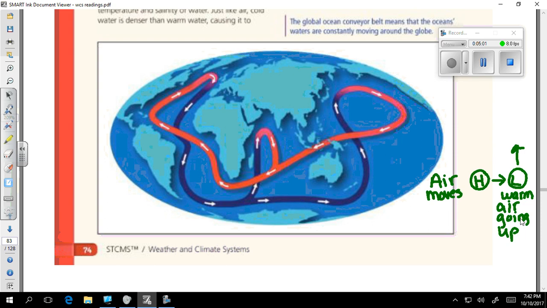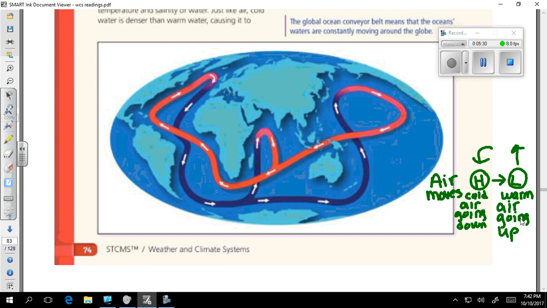Now with high pressure, you're talking about cold air, right? And cold air is pushing down or going down. Okay? As it's going down, it's heavy and dense and it's pushing down on the ground. It's causing a lot of force. It's causing a lot of high pressure force.